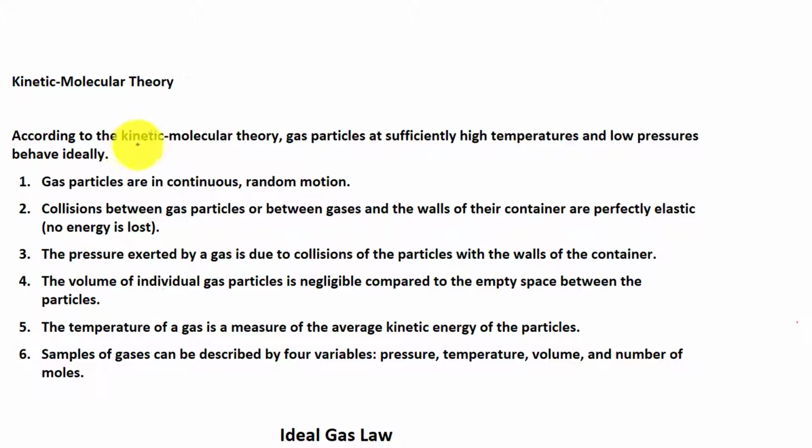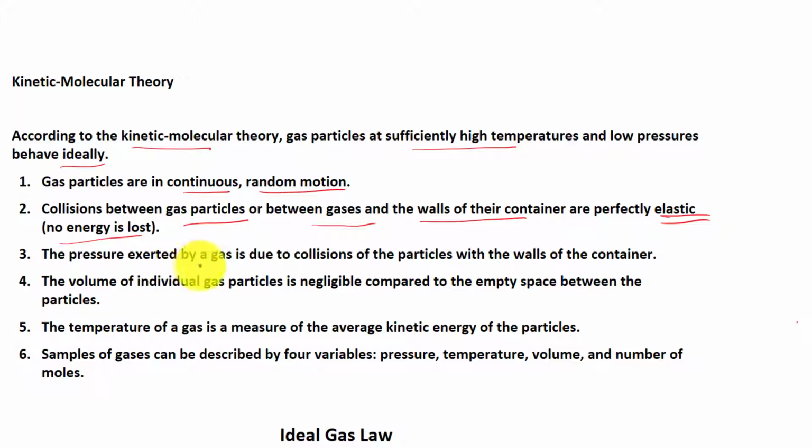According to the kinetic molecular theory, gas particles at sufficiently high temperature and low pressure behave ideally. So what are the characteristics of behaving ideally? First of all, gas particles are in continuous random motion, and the collisions between gas particles or between gases and the walls of the container are perfectly elastic. Now we have a new term, elastic. Basically, when they collide, no energy is lost, okay? So the energy is transferred from one substance to another.